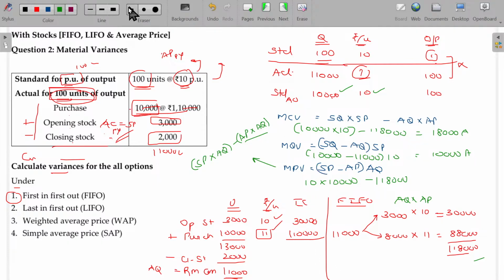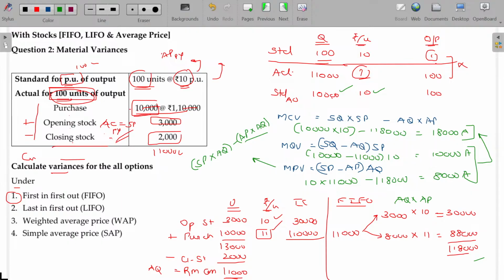Okay. This is 10 into 11,000. Now the value being 8,000 adverse. If I add up these two, you'll get this value. Is that clear?